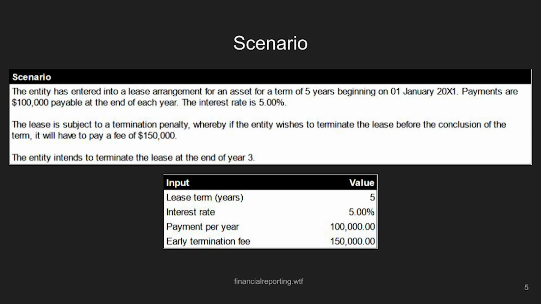In our example scenario, an entity has entered into a lease arrangement for a 5-year term. Payments are $100,000 payable at the end of each period, and the interest rate is 5%. This lease is subject to a termination penalty. If the entity wishes to terminate the lease, they will have to pay $150,000. The entity plans on exiting the lease in the 3rd year of the lease term. Let's look at how to account for this.